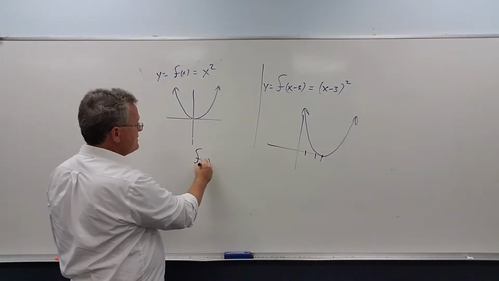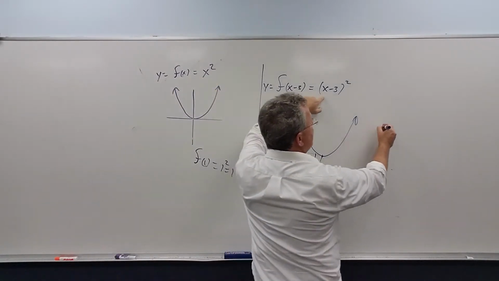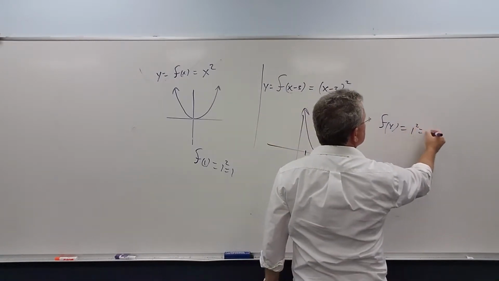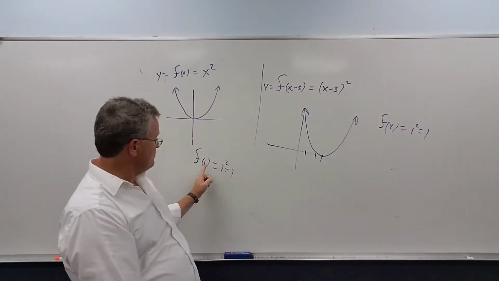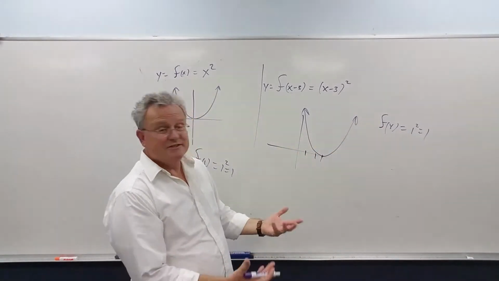So f of 1 is 1 squared, which is 1. Here, f of 4 is 4 minus 3, which is 1 squared. The difference between 1 and 4 is 3 units to the right, yeah? Let me just do one more.